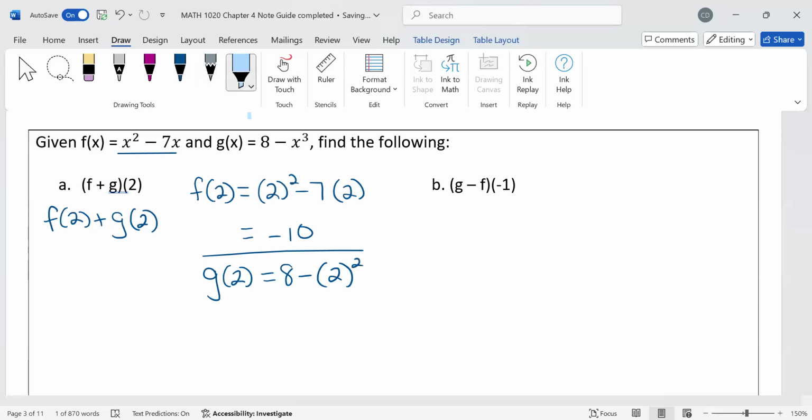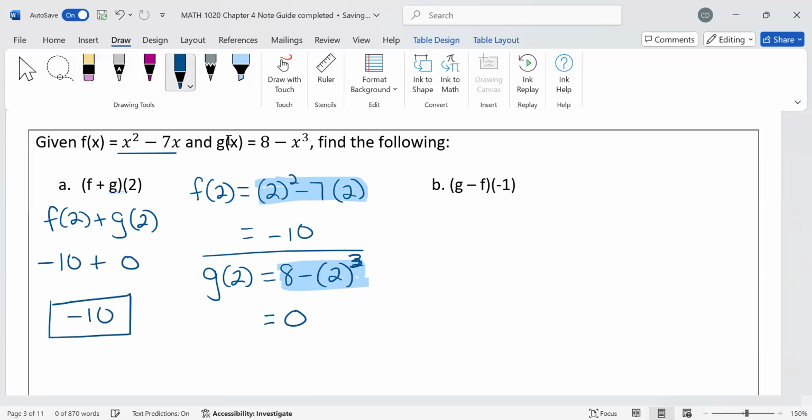And then like this right side here, you can put this part straight in your calculator. That should be a cube, not a square. Okay, so 8 minus 2 cubed, that is going to give me 0. All right, so then I have f of 2, which is negative 10, plus g of 2, which is 0. So my answer is negative 10.